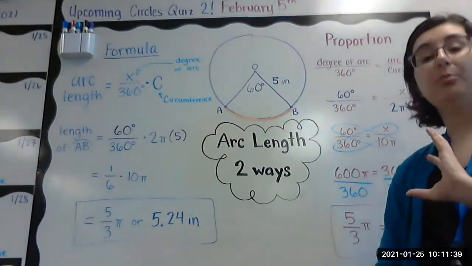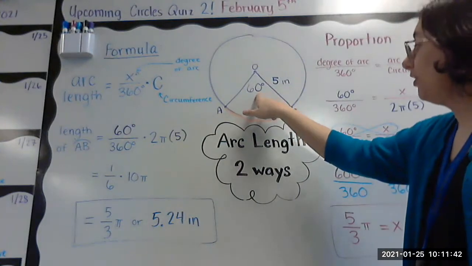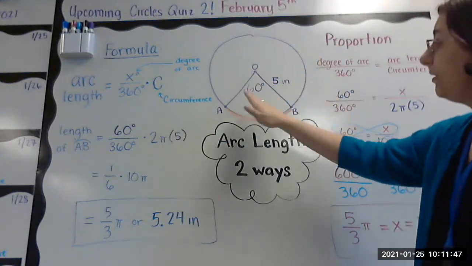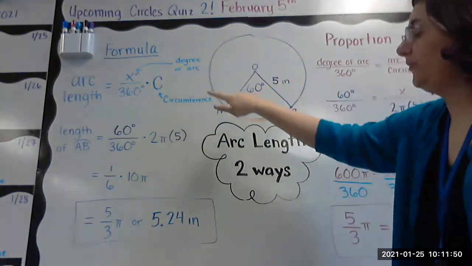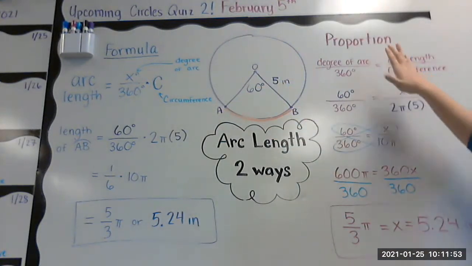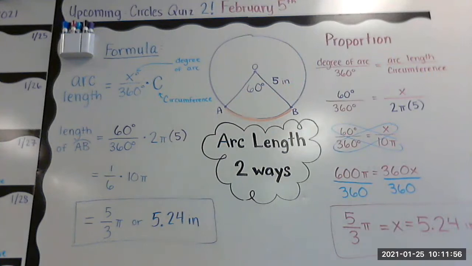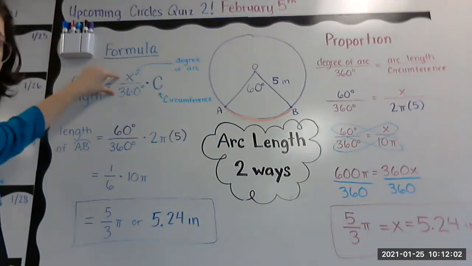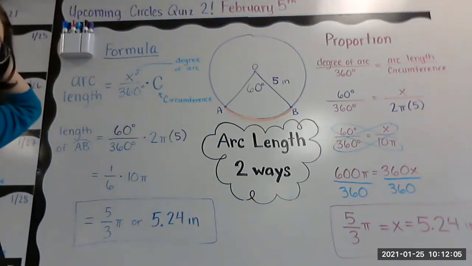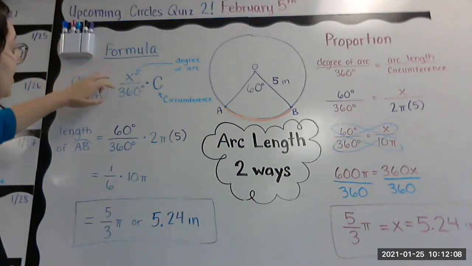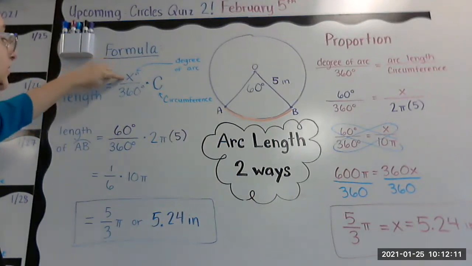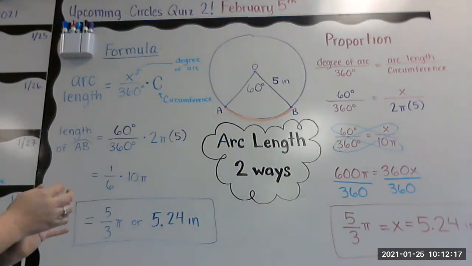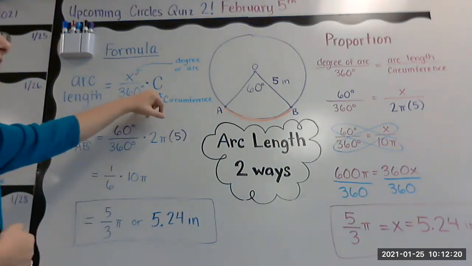That means that we can set up a proportional relationship between the part and the whole: the part of the central angle to the whole circle, and the part of the arc to the whole circumference, which is where the proportion is born. But the formula is actually representing the exact same thing. So if we look over here, we have the ratio of the degree of the arc to the total circle, 360. And so that's the fraction of how much we're working with times the total circumference.